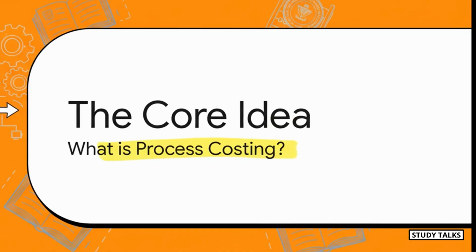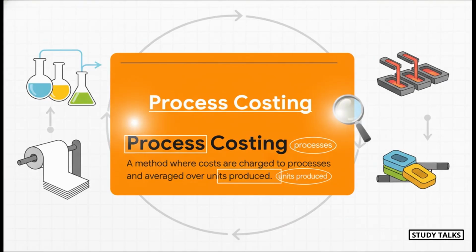Right, first things first, Section 1, the core idea. So what on earth is process costing, and when do we even use it? Let's get the fundamentals locked in before we go any further. So in simple terms, process costing is for stuff that's made in a continuous flow. You can't point to one specific bar of soap and say, aha, that specific bit of oil went into this one bar. It just doesn't work that way.